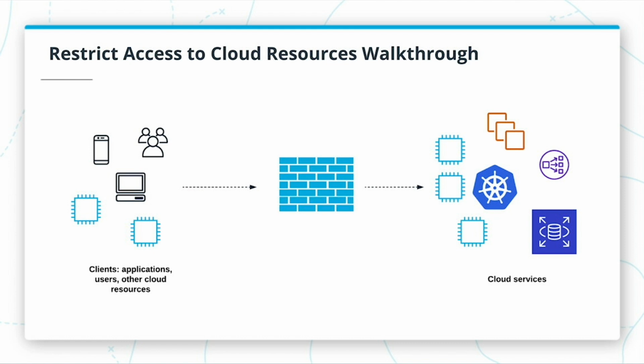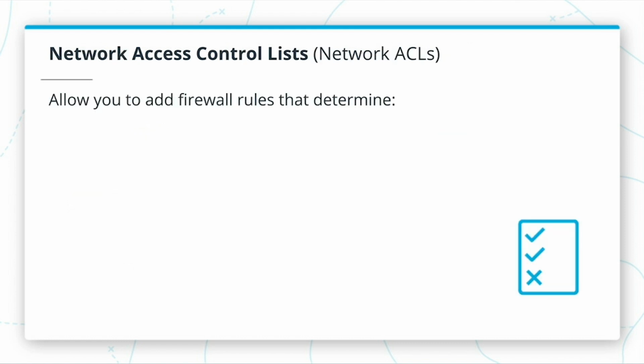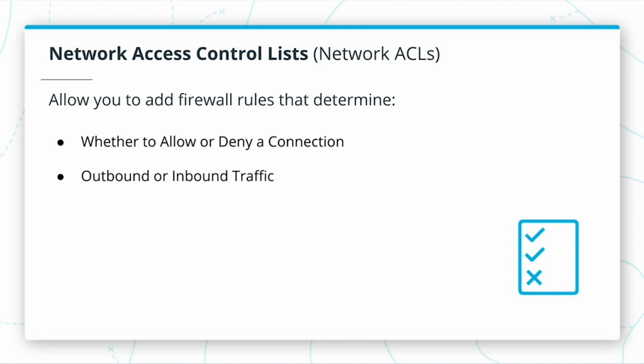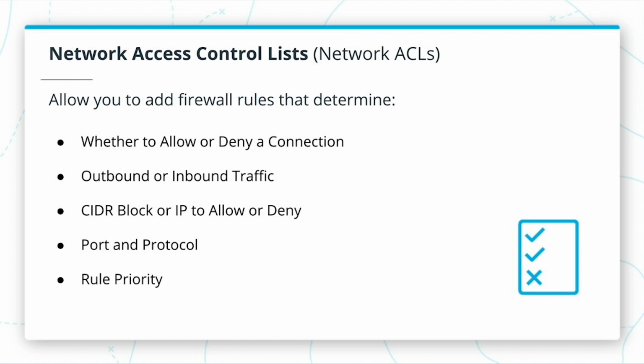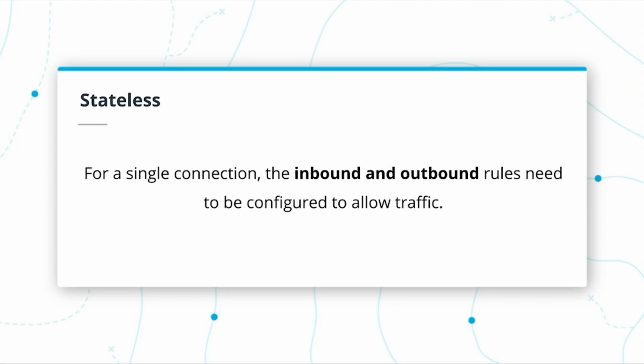There are a number of ways that we can implement firewall functionality. AWS provides network ACLs that can be applied at a subnet level. Network ACLs allow you to add multiple firewall rules that determine whether to allow or deny a connection, the direction of traffic being outbound or inbound, source or destination CIDR block or IP, and port range and protocol, and the order and precedence of processing network ACL rules. Network ACLs are also stateless. This means that for a single connection, the inbound and outbound rules need to be configured to allow the traffic.